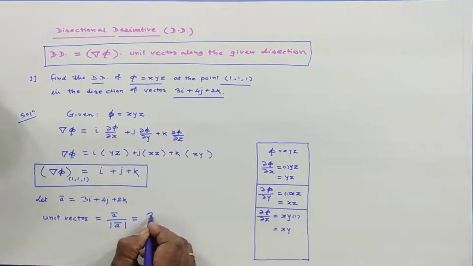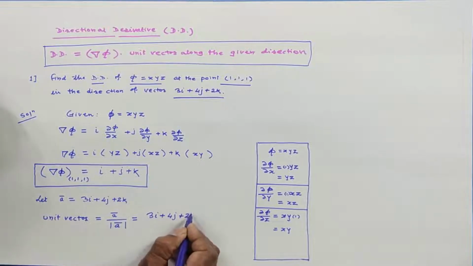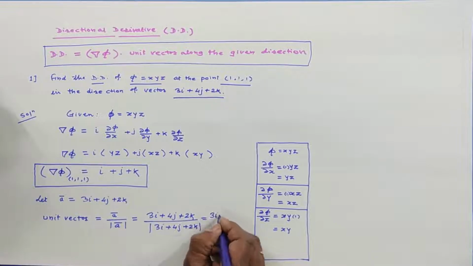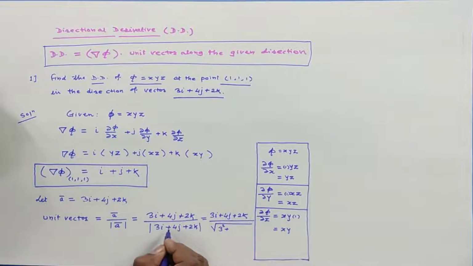The a bar is 3i plus 4j plus 2k. It is given to you. And the magnitude of this 3i plus 4j plus 2k is the square root of the coefficient of i squared plus the coefficient of j squared plus the coefficient of k squared. In the next step, 3i plus 4j plus 2k as it is.